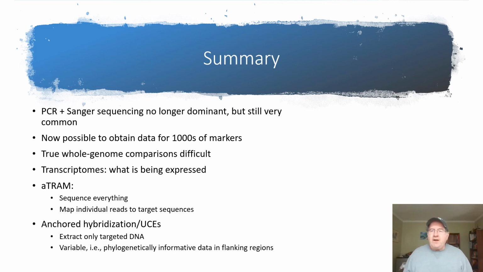Then we have the anchored hybridization and UCEs, which, as I say, are very similar. Basically, you are extracting only your targeted DNA and then sequencing. So ATRAM: sequence, then in silico extract, that is, extract in the computer. Anchored hybridization, UCEs: extract the DNA sequences and then sequence them. And then that's the input that goes into a common analytical pipeline that we've already discussed.